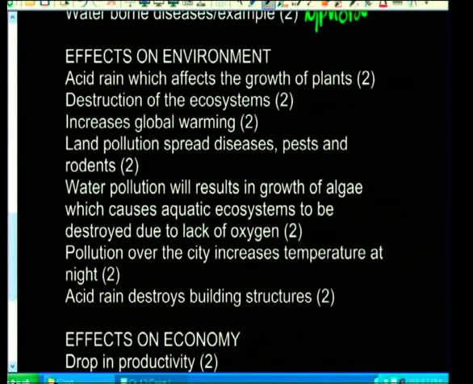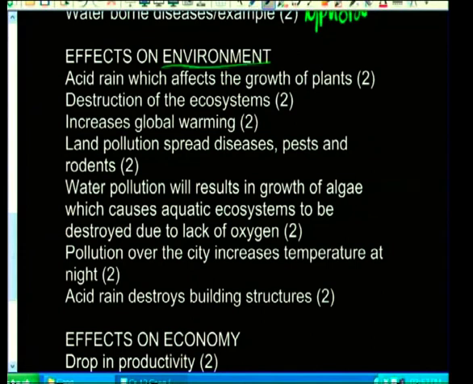Effects on our environment. Acid rain, which affects the growth of plants. Acid rain is caused by too much pollution in the Earth's atmosphere, and when it rains, the rainwater collects all that acid and it reaches the Earth's surface as acid rain. Destruction of our ecosystems.